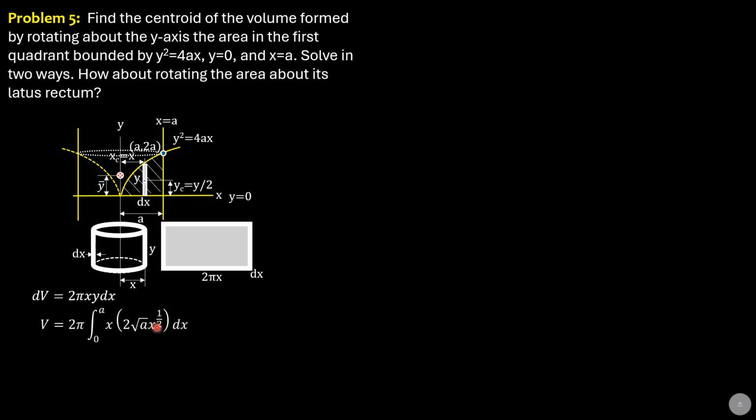Then integral of x to the 3 halves is x to the 5 halves over 5 halves, where the reciprocal of 5 halves is 2/5. So that would be 4 square root of a pi, then quantity 2/5 x to the 5 halves from 0 to a. So substituting, volume is equal to, because lower limit is 0, 8 over 5, then square root of a pi, a to the 5 halves. Combined with square root of a, that's a cubed. So the volume is 8 over 5 pi a cubed.